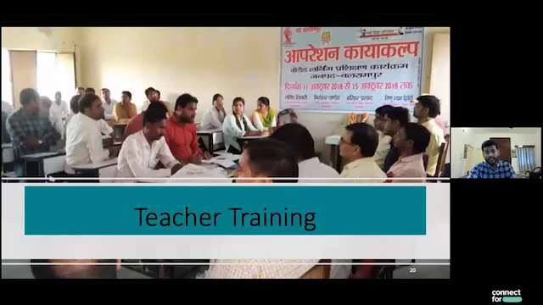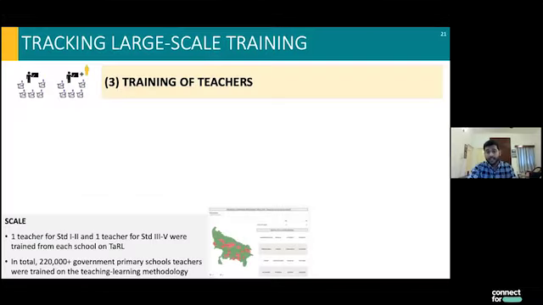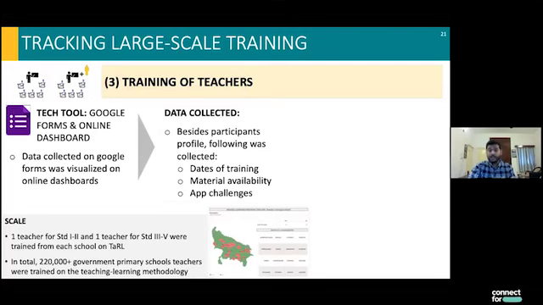Then obviously came the very large teacher training that had to happen simultaneously across Uttar Pradesh over a significant period of time. And I'm sure everyone here has delivered trainings in various forms, very innovative ways, but doing it at scale is also a very big challenge. And tracking of that training is very important.